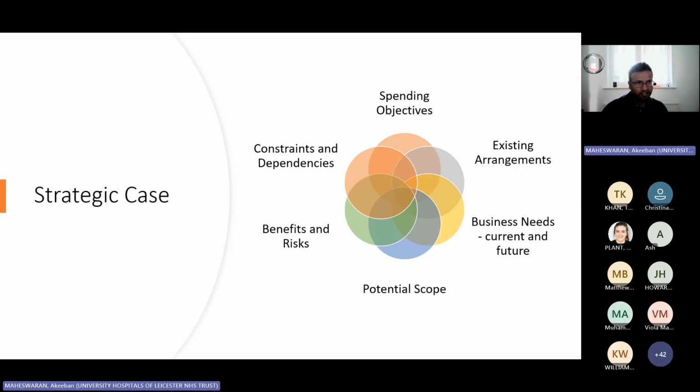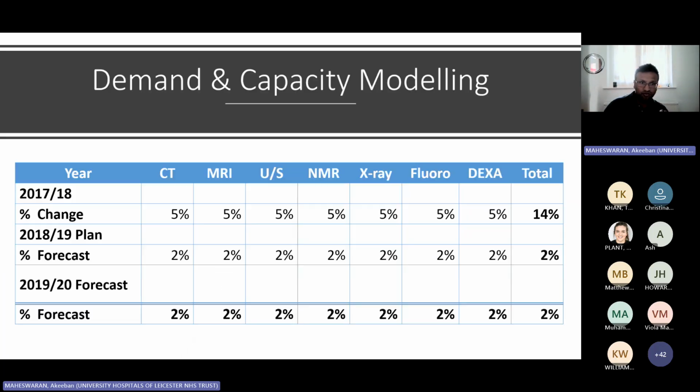So yeah, that's all of those things. And if you are unsure how to do things like demand and capacity modelling, this is an example. You look at your last 2 years, the numbers, look at the change, and then forecast how it's going to go. This is from an existing business case that I found online. I've taken the numbers out, but this is what they did.